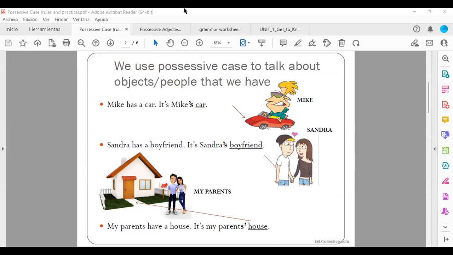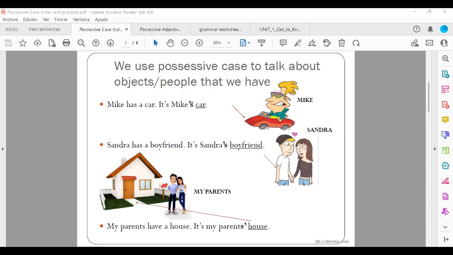Okay, so look at this. Edgar, please, can you read the information at the top? Esa que está acá. We use possessive case to talk about objects, people that we have. Para hablar de objetos y personas que tenemos, es para indicar una relación, ¿verdad? Examples, continue, Edgar. We have Mike and Sandra. Mike has a car. It's Mike's car. Okay, excellent. Mike has a car, it's Mike's car.